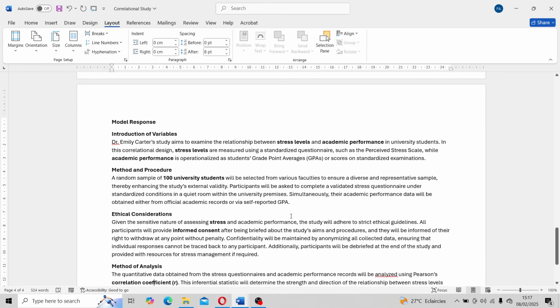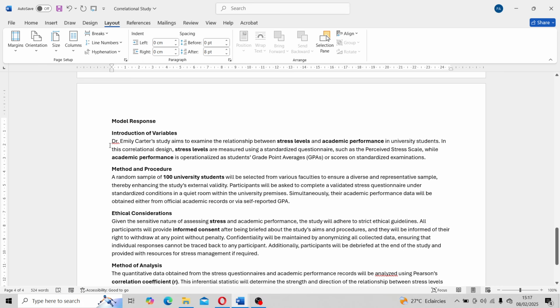Now the model response, introduction of variables. Dr. Amy Carter's study aims to examine the relationship between stress level and academic performance in university. So you try to link ideas together. In this correlational study, stress level is measured as this, while this is measured as this and this. All right, you explain that.